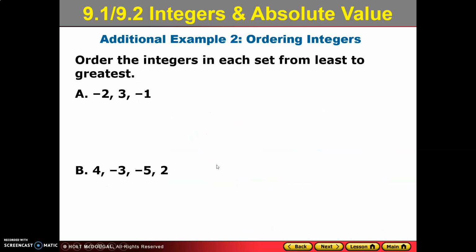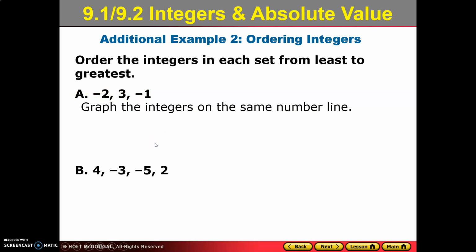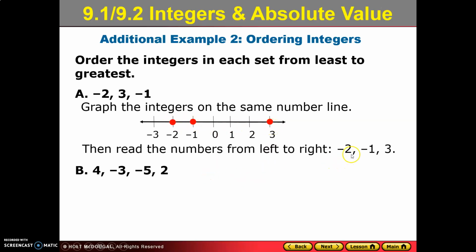Last thing here, we're going to order the integers from least to greatest. We have -2, 3, and -1. If you graph them on the number line, you'll see -2, 3, and -1. If you're going least to greatest, you're literally reading from left to right. So my smallest number is -2, then -1, then 3.